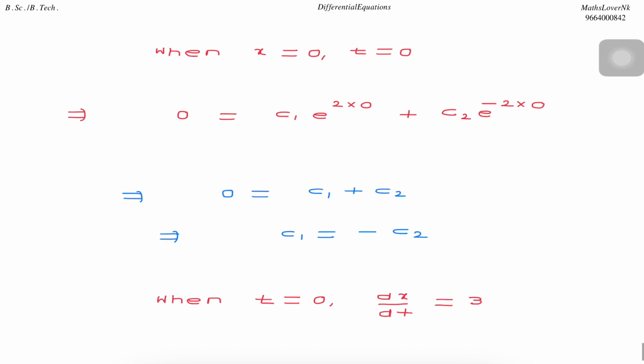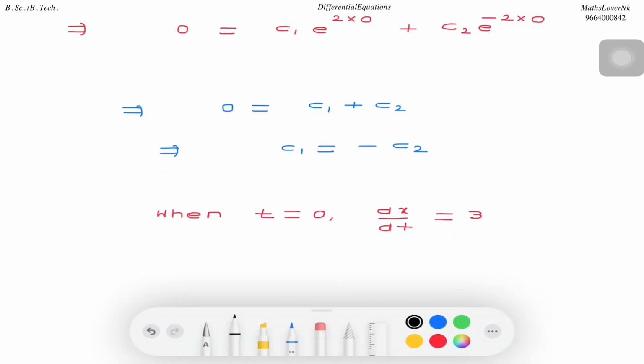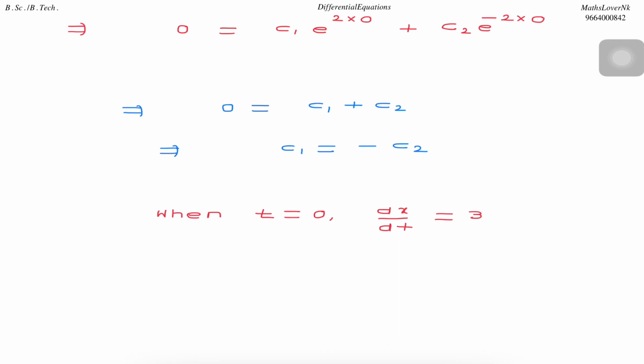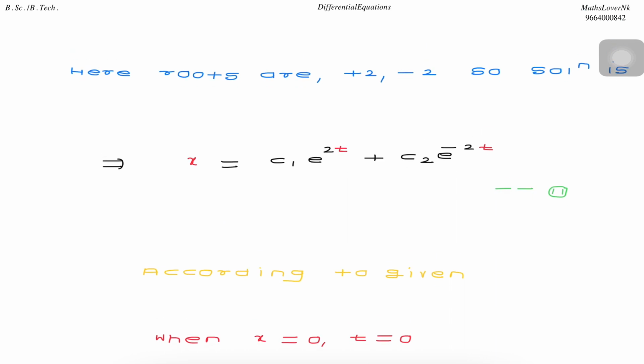x is equal to c1 e the power 2t plus c2 e the power minus 2t. This is x is equal to c1 e the power 2t plus c2 e the power minus 2t.